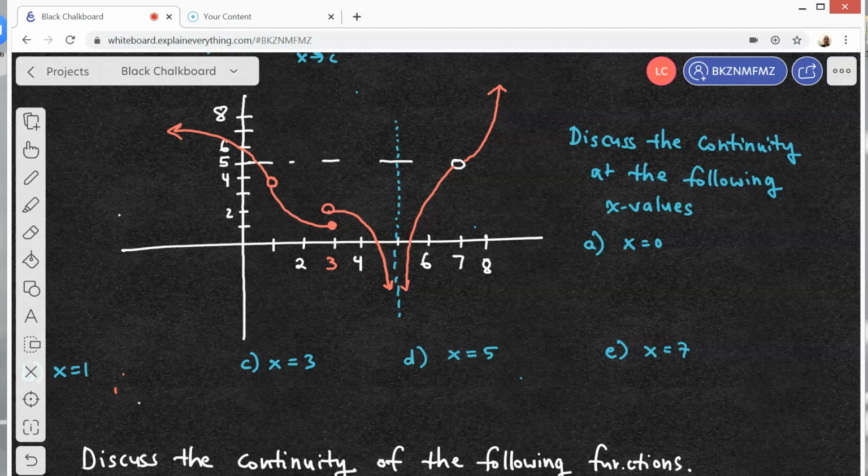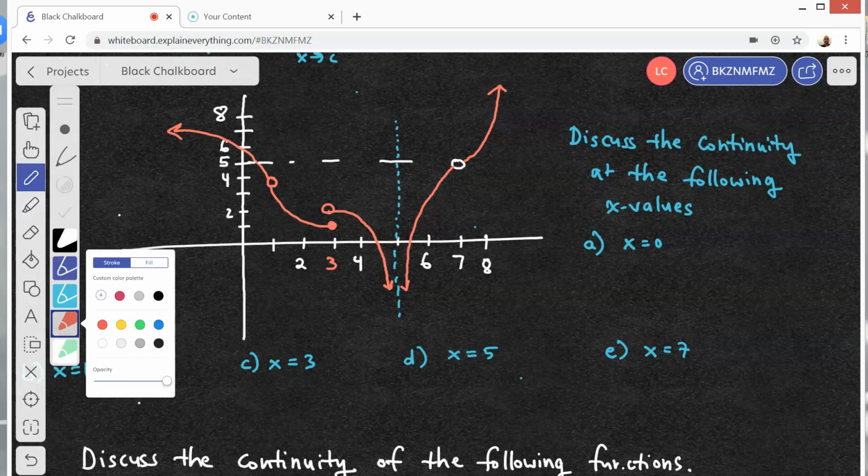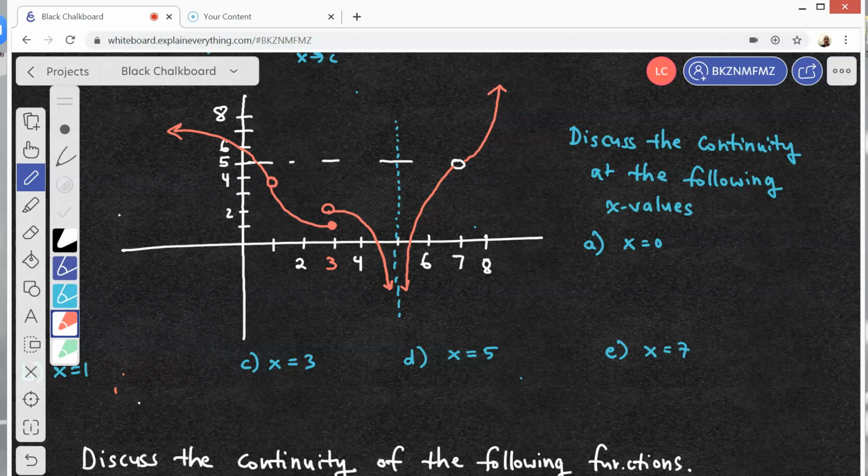At x equals 0, is the function continuous? At x equals 0. Alright, so let me get my pen here. And actually, let me just show you where at x equals 0, this is the x-axis. At x equals 0, we have this closed fill-in circle where y equals 6. At x equals 0, y equals 6.